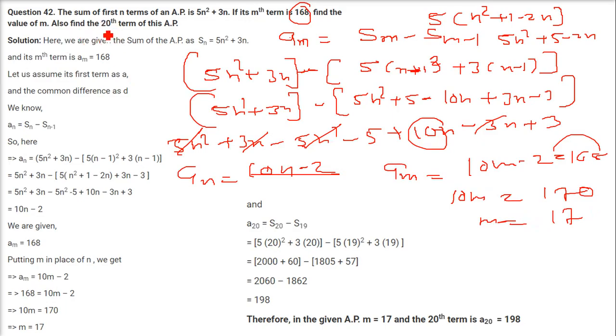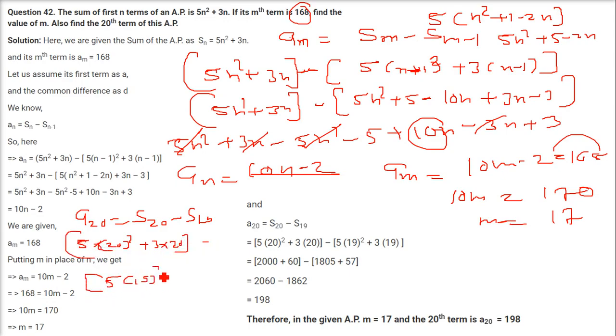In order to find the 20th term, a20 will be equal to the sum of 20 terms minus the sum of 19 terms. So just put here 5 into 20 square plus 3 into 20, minus 5 into 19 square plus 3 into 19. So this is what you have to do. You can just solve it and you get 198.